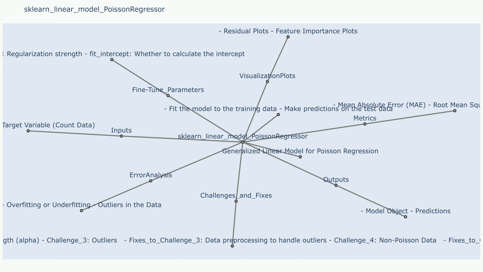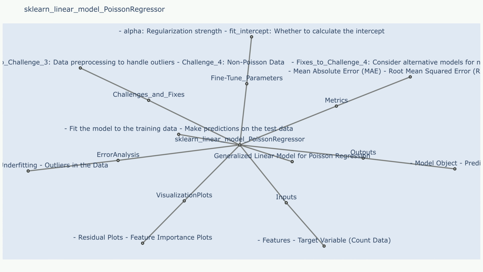Solver, algorithm used to solve the optimization problem. Common options include LBFGS, Newton CG, and SAG.